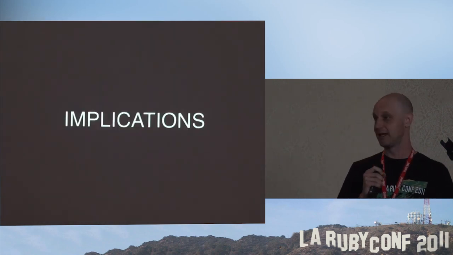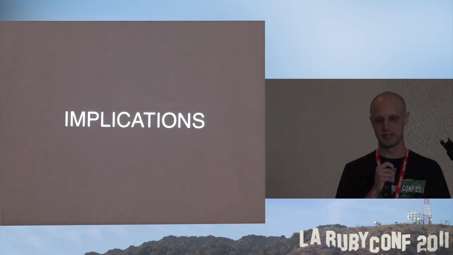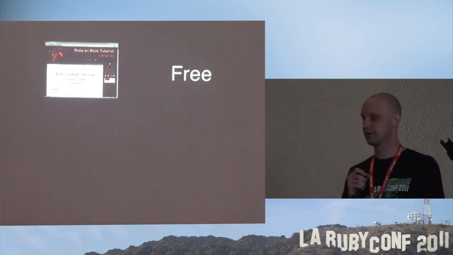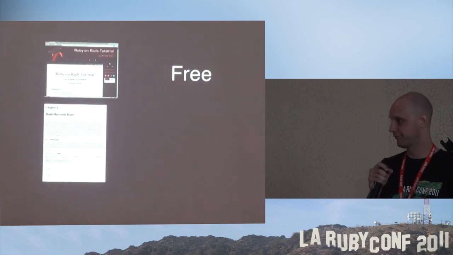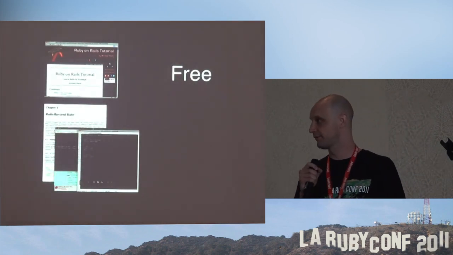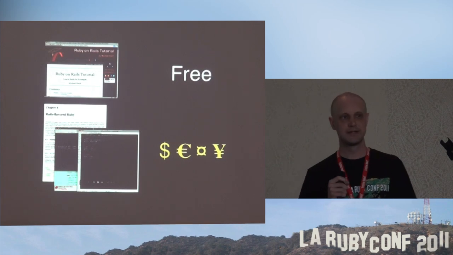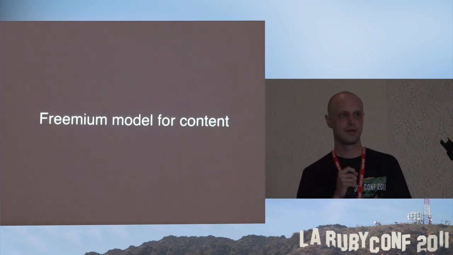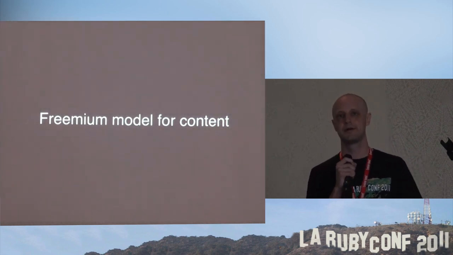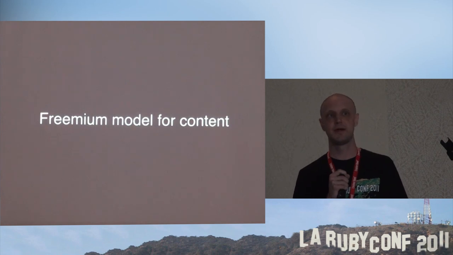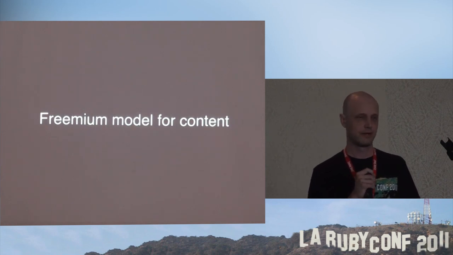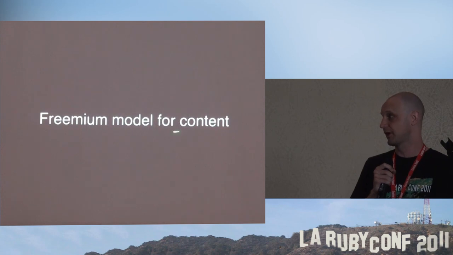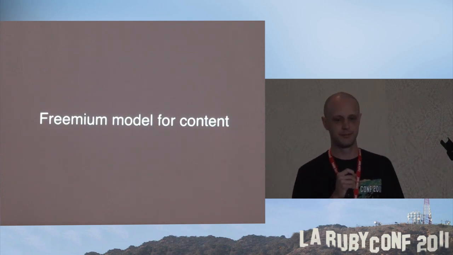So I want to talk a little bit about the implications of this. Look at this model again. We've got an HTML book or an HTML document for free online, and a PDF with screencasts for sale. Now, if you look at this, this is a freemium model for content. It says you can actually give away your entire book and still sell the PDF and then sell screencasts as well. And so this is applicable to lots of different kinds of content, but I have a specific suggestion for the people in this room.